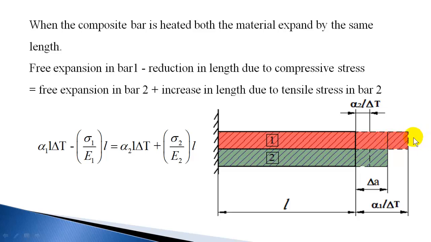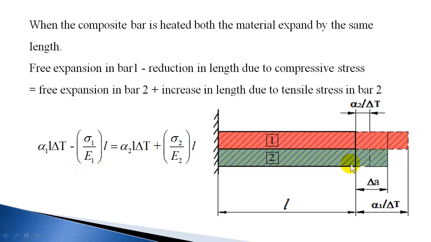So this compressive force is inducing a change in length, and that change in length you can calculate as strain multiplied by length. Sigma 1 by E1 is a strain into length of the bar will give the change in length caused by that stress. So free expansion minus change in length due to that stress will give the permitted expansion or allowed expansion. So alpha 1 L delta T minus sigma 1 by E1 L, it is nothing but a del A, permitted expansion in both the materials.